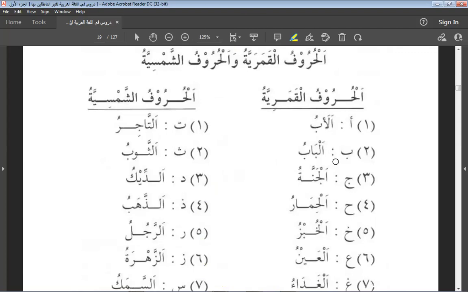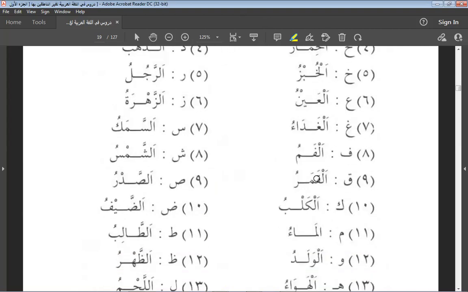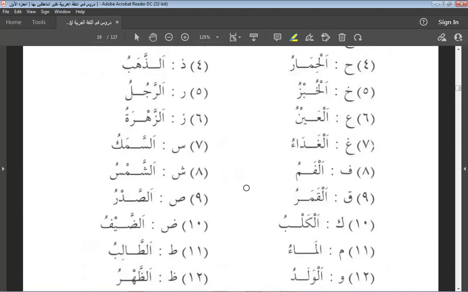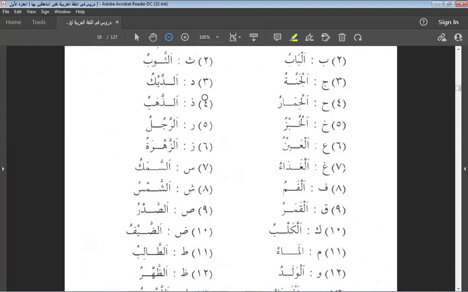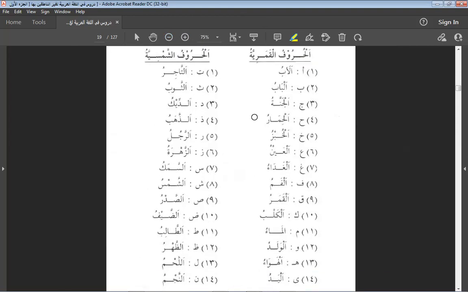We have al-huruf al-qamariyatu wal-huruf al-shamsiyatu. It's been made very easy here for us. Okay, so as I said, the alphabets are 28, and 14 of them are Qamariya and 14 are Shamsiya. So when you look at your file, I wanted us to see how it's perfectly halves. We have 14 here and then 14 here.